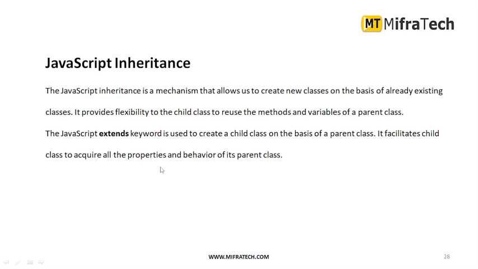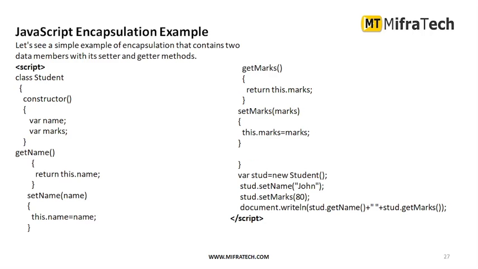The JavaScript extends keyword is used to create a child class on the basis of a parent class. It facilitates the child class to acquire all the properties and behavior of the parent class. In simple terms, the child class is created from the parent class, and the child class can acquire all the properties and behavior of its parent class. Let's see an example here.